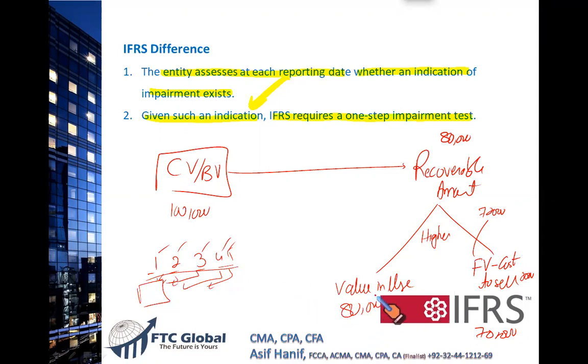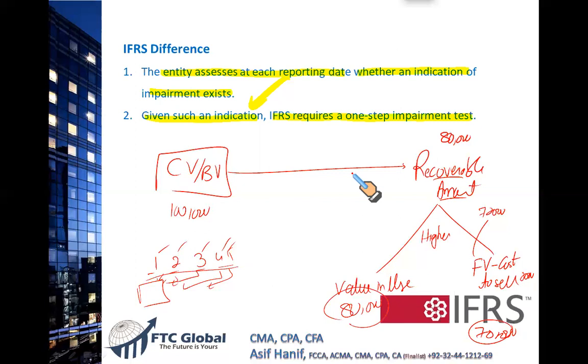So what is value in use? It is the present value of the future cash flows. Whatever we will receive from this asset in the future, including its disposal value, discounted to its present value, is called the value in use. Whichever of these numbers is higher, of course 80 is higher, you take 80 as the recoverable amount, and now you compare the recoverable amount with the carrying value. Clearly the 20,000 loss can be recognized. That's the step. Please keep that in mind.